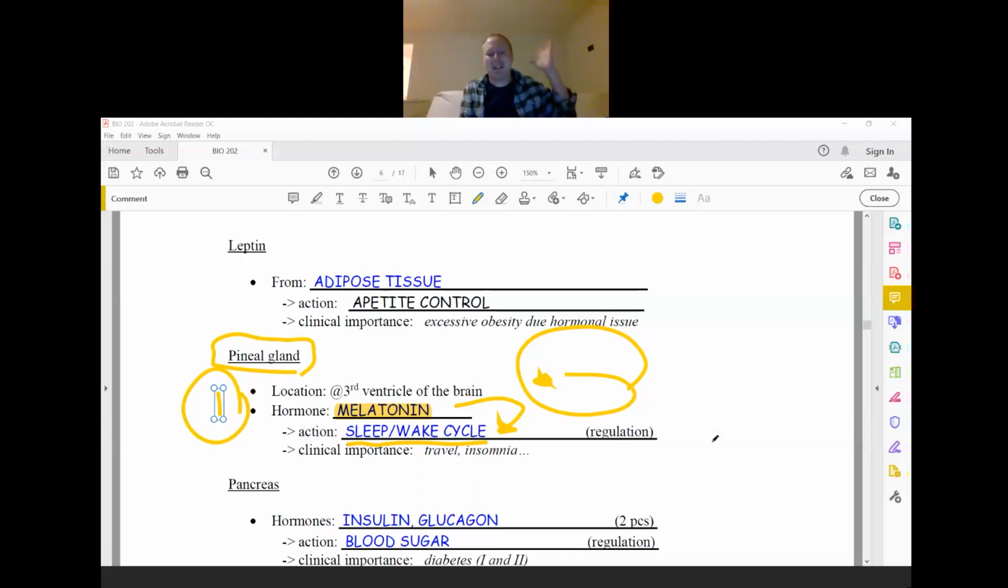The pineal gland, like I said, is located within the brain, by the third ventricle. Main function: production of melatonin, which regulates the sleep-wake cycle. Where we see melatonin being used, especially as a supplement, is individuals who travel between multiple time zones back and forth. So they might need melatonin supplements. Same for individuals who have trouble falling asleep or staying asleep. So they might be given melatonin.